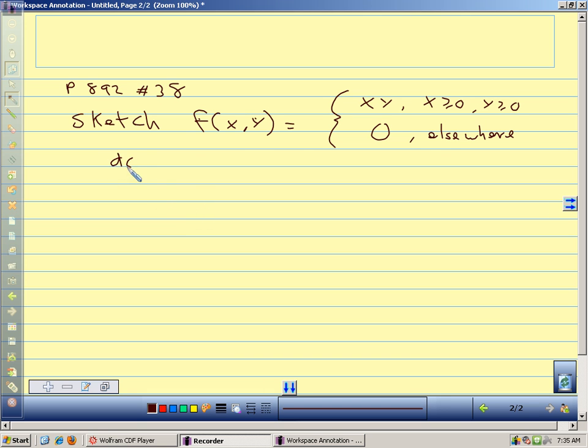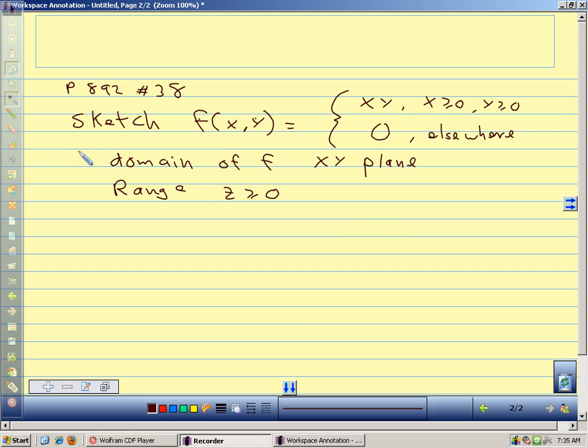Our domain, is this three-dimensional? Uh-huh. So our domain is the xy plane, and the range is z greater than or equal to 0. So because we're talking about x and y greater than 0, our z values, our function values, are always going to be greater than or equal to 0.